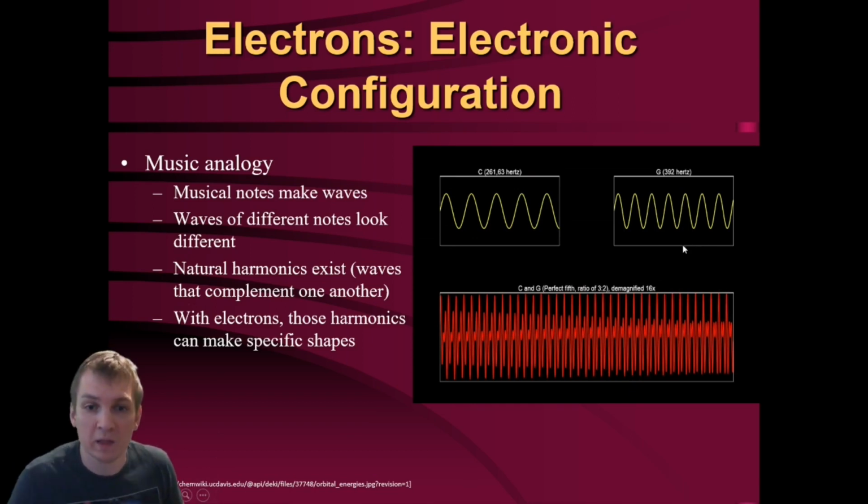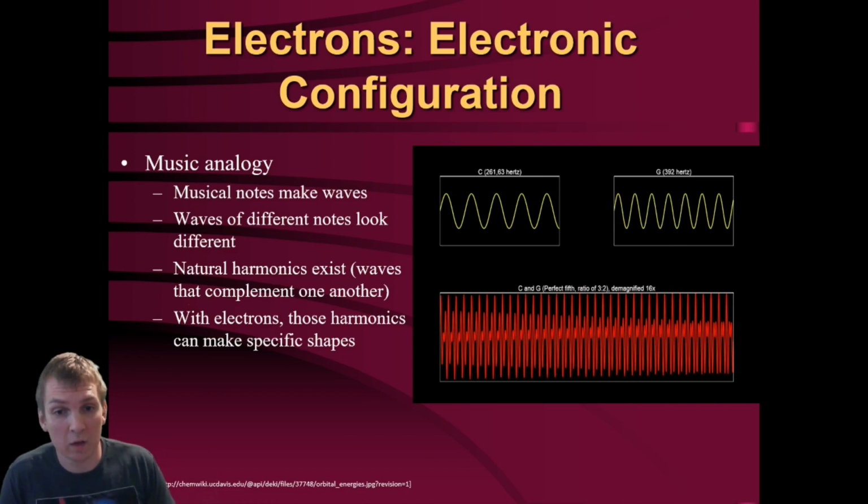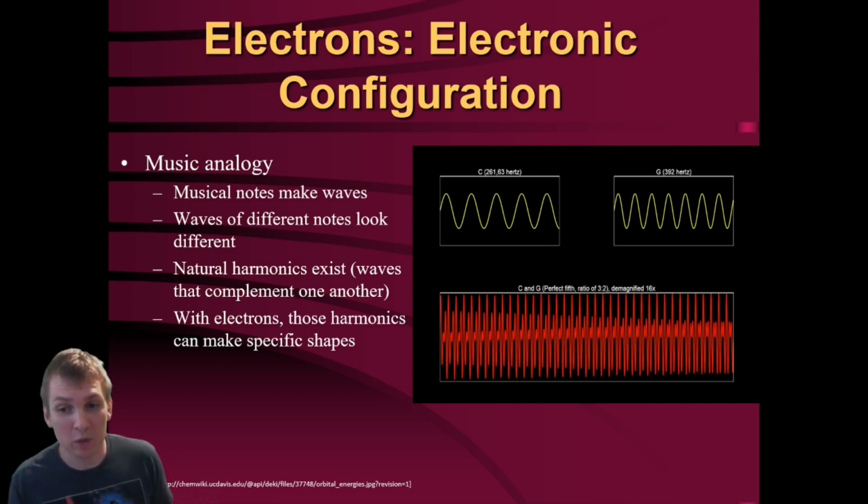All right. Those are called natural harmonics, and these natural harmonics do exist with electrons as well. These are waves that complement one another when played together, and they do sound good when you play them together with music. With electrons, it means that they behave well. Okay. So that also means that the electrons can make specific shapes with those harmonics.